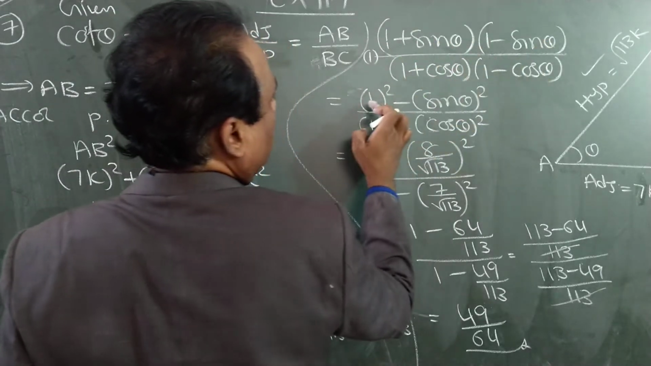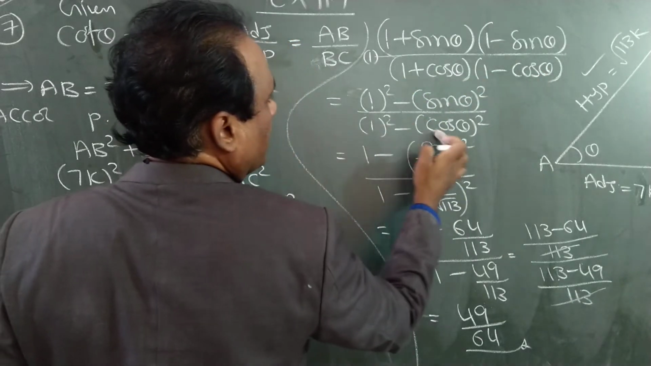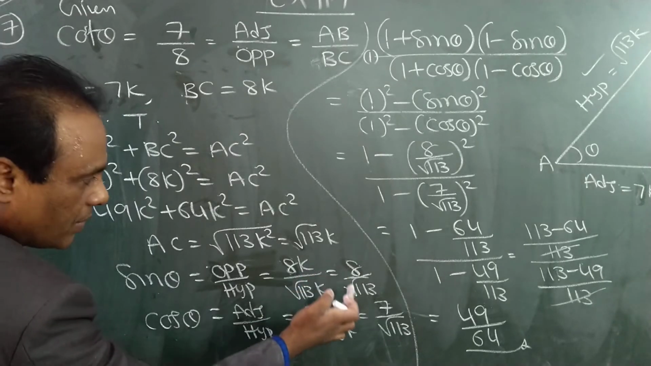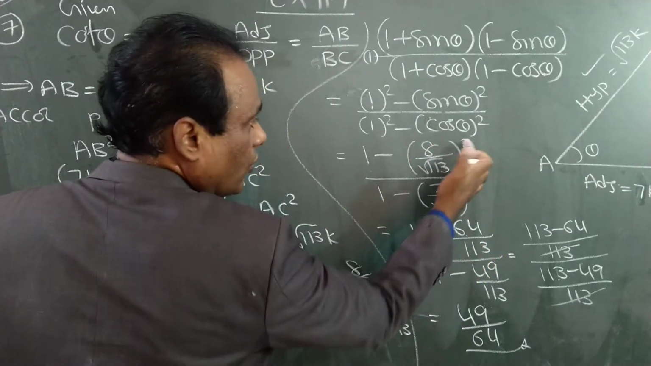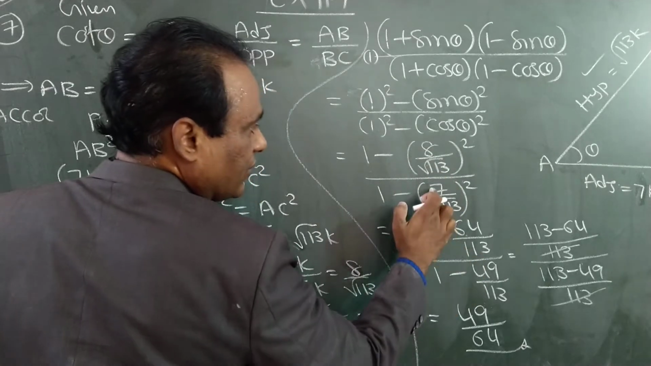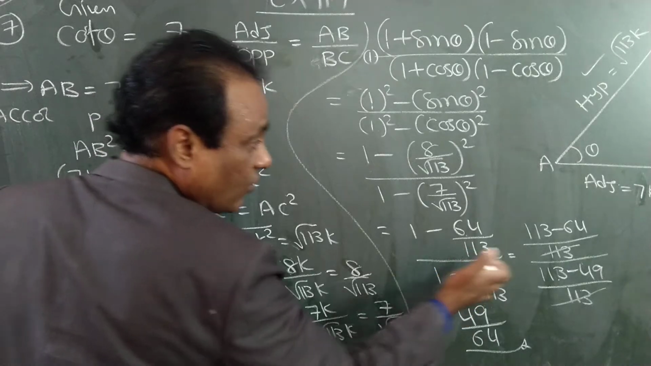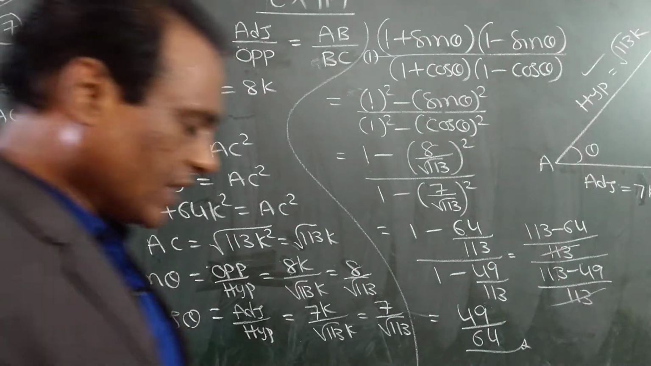(a plus b) into (a minus b) is a square minus b square. 1 square is 1. Sin theta is 8 by root 113, whole square. 8 square is 64, square root cancels 113. 7 square is 49, square root cancels 113. Take 113 as LCM in the numerator and denominator. That is the answer. See the simplification.